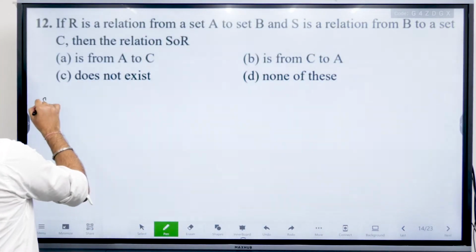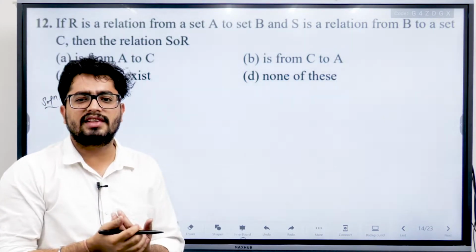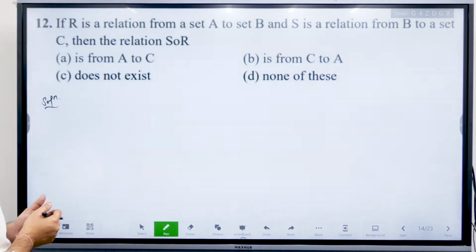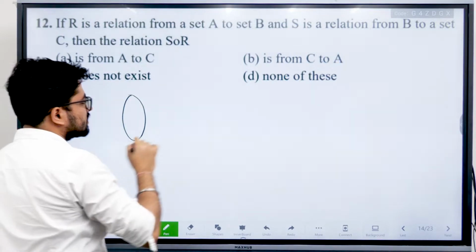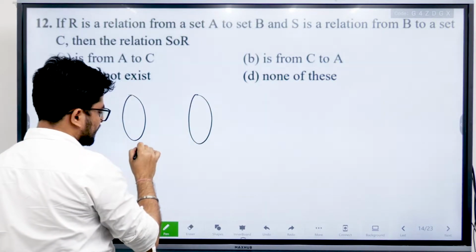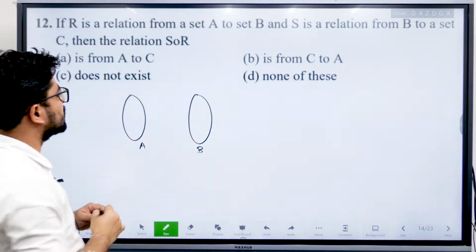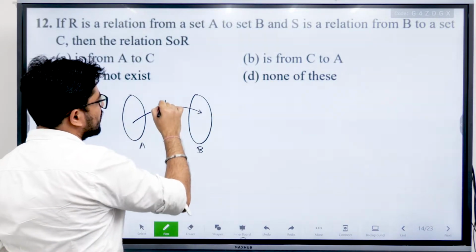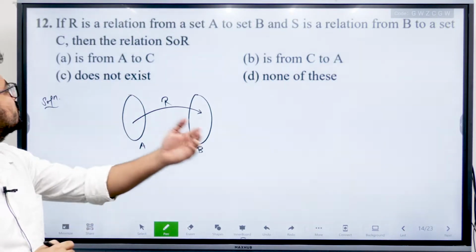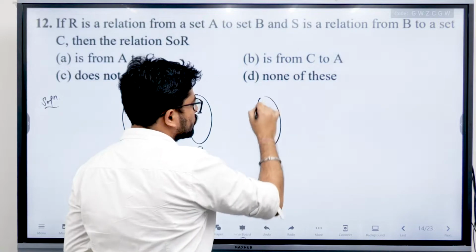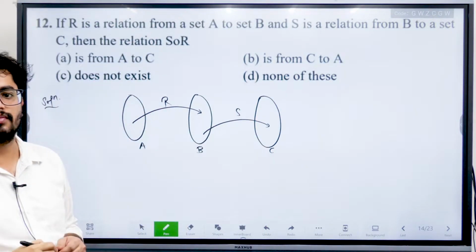Next question belongs to basically the composition of relations. If R is a relation from set A to set B, how can we think about this? If you have set A and this is your set B, and R is a relation from set A to set B, let's say this is your relation from A to B. Now you have another relation from B to set C. So this is from B to C. Let's say this is your set C and this is another relation S.